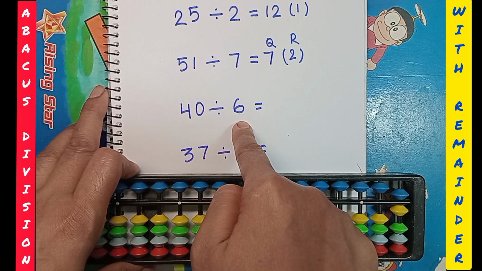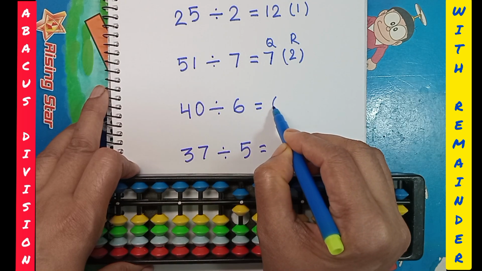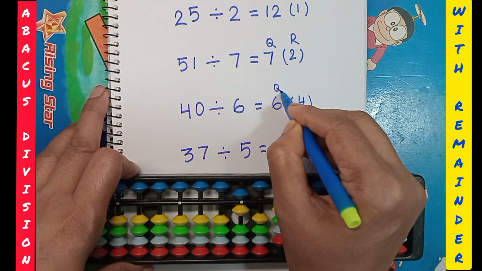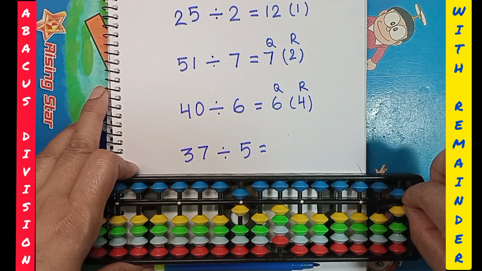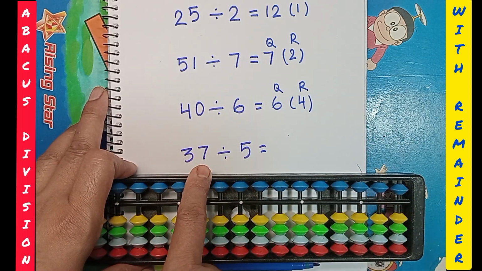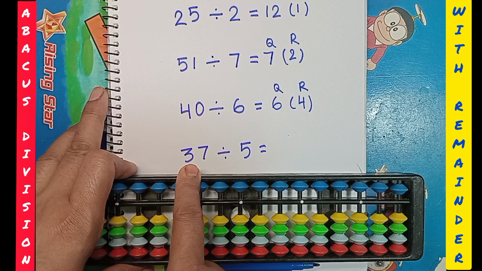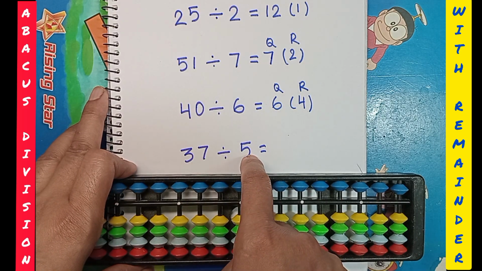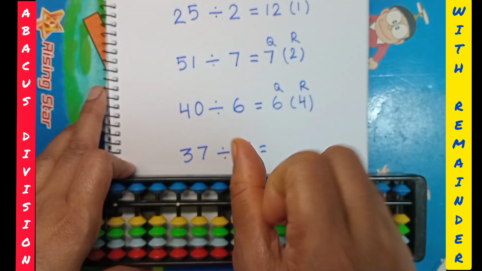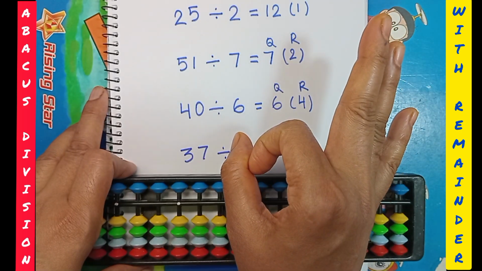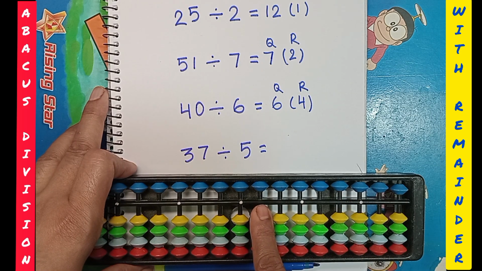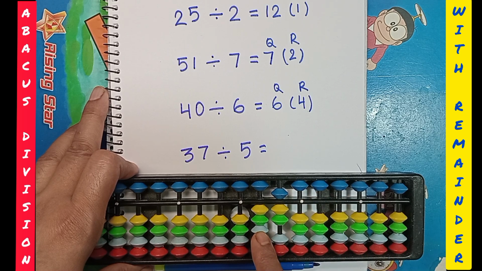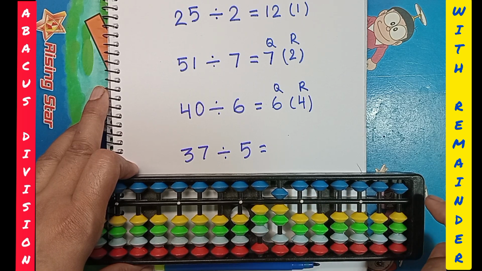40 divided by 6 is equal to 6, and within bracket 4. This is the quotient and this is the remainder. Zoom the abacus. Last one, 37 is divided by 5. Number of digits in the dividend is 2, minus number of digits in the divisor, which is 1. 2 minus 1, again minus 1, that is compulsory. The answer is 0. We will start placing the actual sum or the dividend from the 0 rod. 3, 5, 6, 7. 3, 7. 37 is divided by 5.